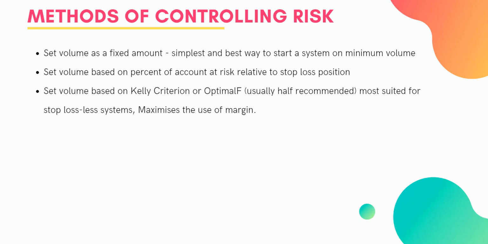And this is very good for systems that don't use a stop loss, because if you've not got a stop loss, you can't obviously use a percentage of your balance to weigh up your risk. So by using back-tested performance and expected profit factor or some other target like that, you can then allocate your margin or your lot sizes based on the Kelly criterion or optimal F.